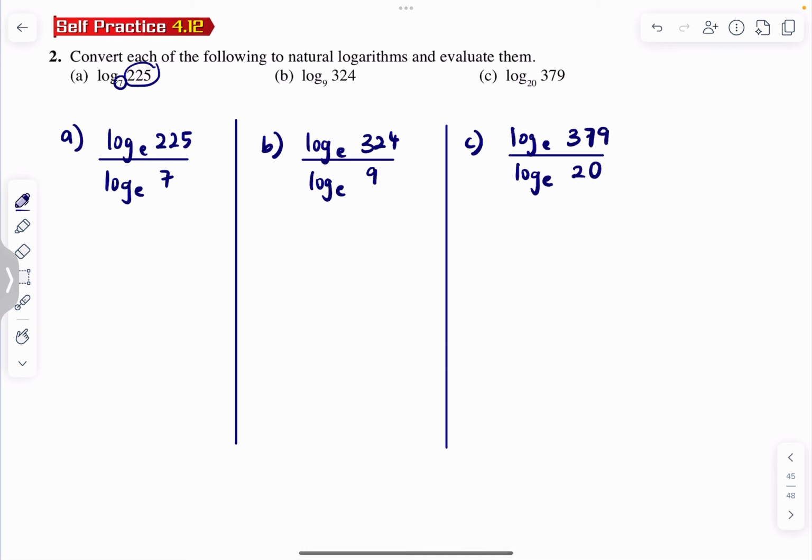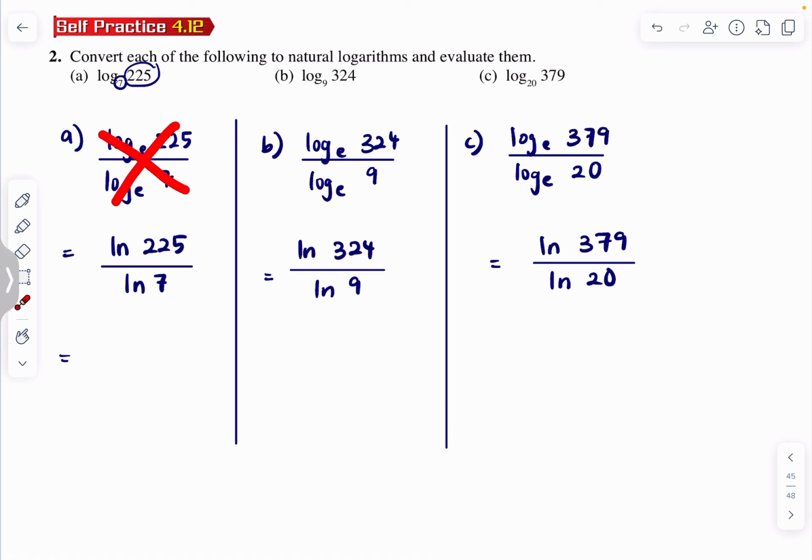Okay, so if you already know log base e is ln, straight away you don't have to write this. Straight away you can just convert to ln 225 over ln 7. Okay, but I just want to show you how to write.